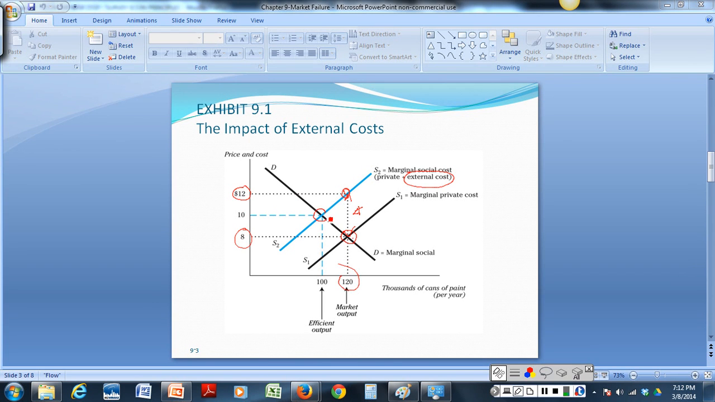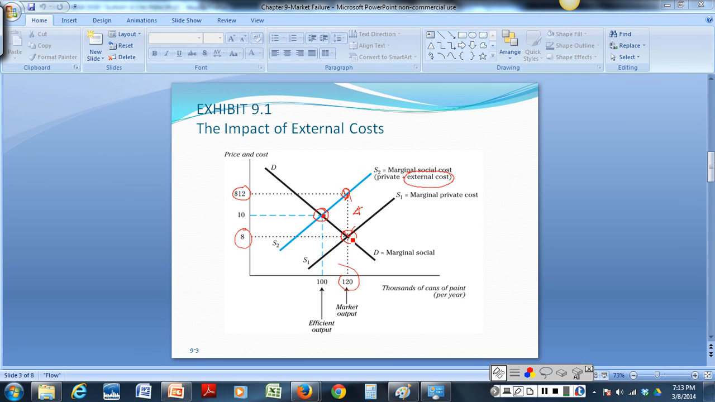So now the society sees the entire marginal social cost, and they're making sure that marginal benefit equals marginal cost, and they stop right here. At this point, the marginal benefit to the consumer is $10, and the marginal cost, including all costs, is now $10, and the market efficiently clears.